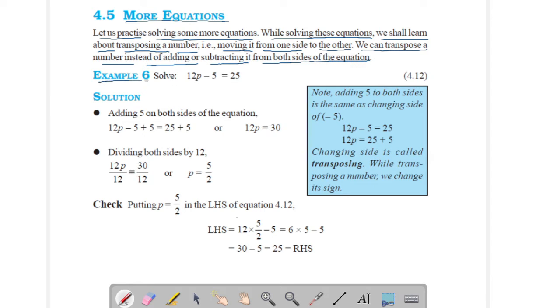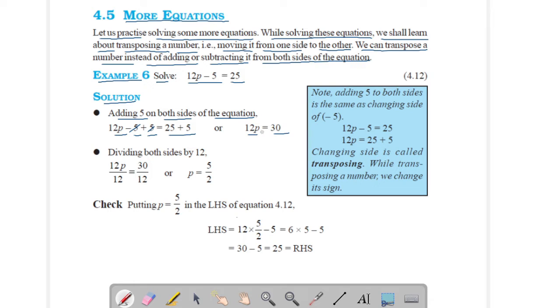Say example 6. Solve 12p minus 5 equal to 25. See the solution. Here, add 5 on both sides of the equation. What will you get? 12p minus 5 plus 5 equal to 25 plus 5. And if you solve it, minus 5 and plus 5 will be cancelled. What is left? 12p equal to 25 plus 5, it is 30.